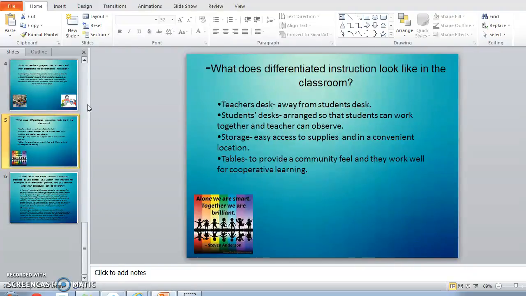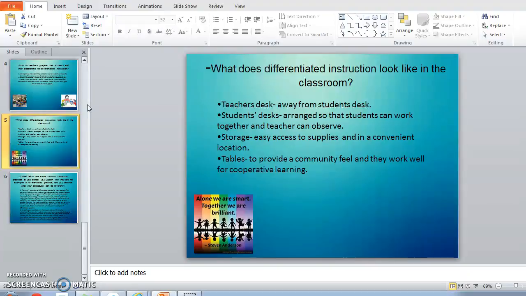What does differentiated instruction look like in the classroom? I think that you would have extra classroom activities, maybe different lessons taught in various ways that could reach different students. And then connecting individual students and expanding their learning. And then also you would have storage, like easy access to supplies, so they would know where the glue sticks are, the crayons, the markers, the craft supplies, or the learning supplies.